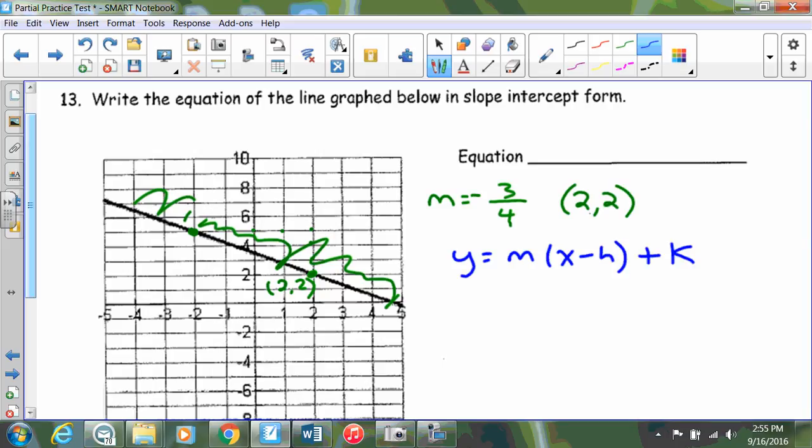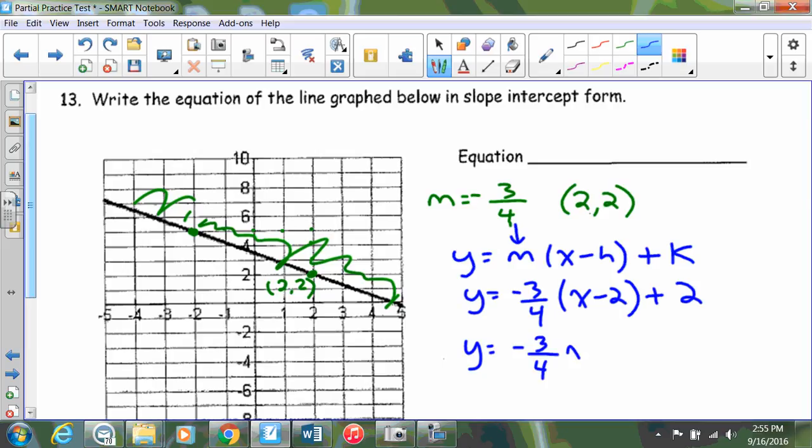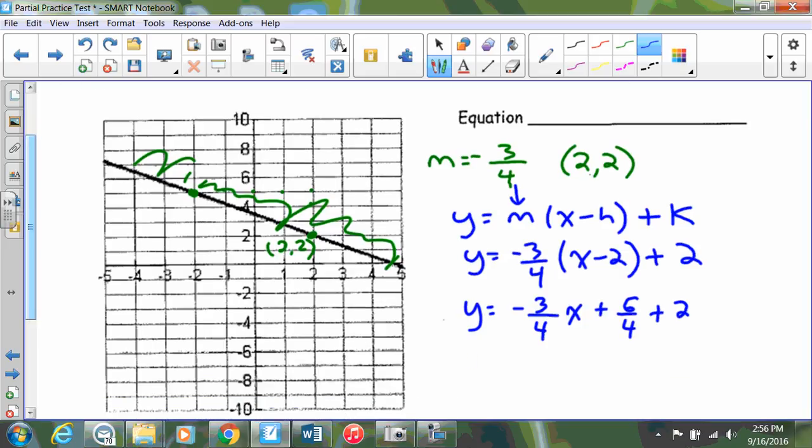And we're going to plug and chug. So we'll have y equals negative 3/4, x minus 2, and then plus 2. So as we distribute, we'll have negative 3/4 x plus 6 over 4 plus 2, and we extend that a little bit. So if we go ahead and add 6/4, which is really what? 3/2, so that's 1.5 plus 2, that should be 3.5. That sounds good, doesn't it?